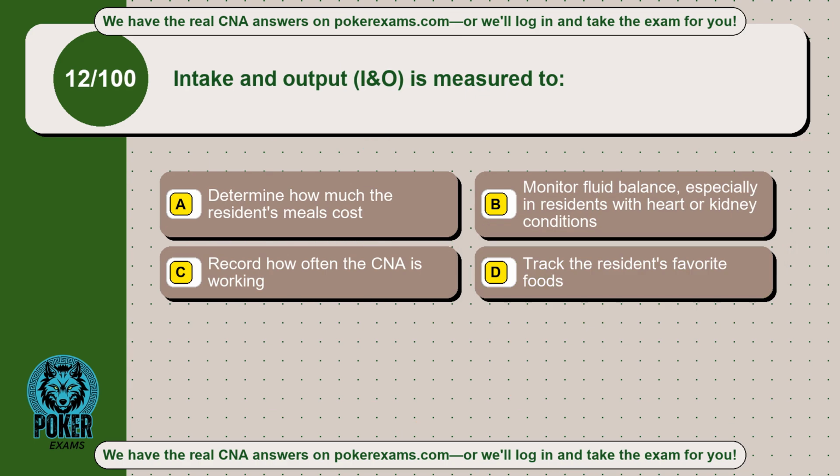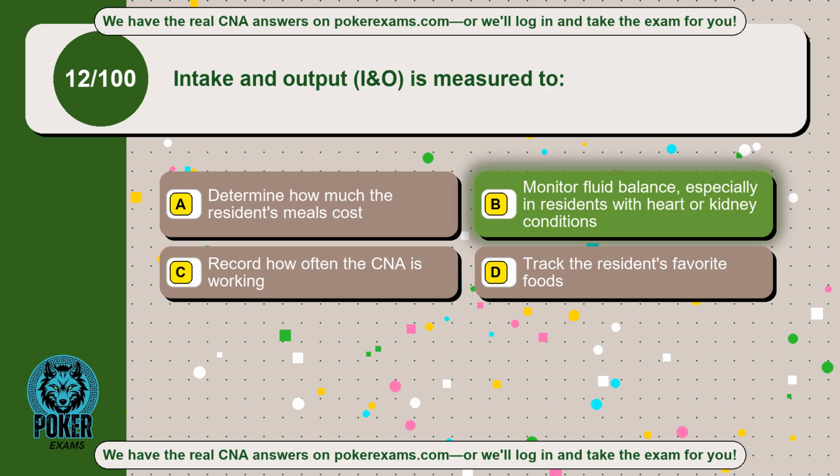Question 12. Intake and output, I&O, is measured to: Option A. Determine how much the resident's meals cost. Option B. Monitor fluid balance, especially in residents with heart or kidney conditions. Option C. Record how often the CNA is working. Option D. Track the resident's favorite foods.